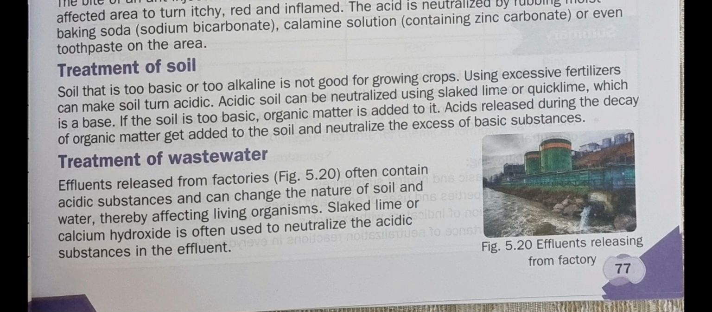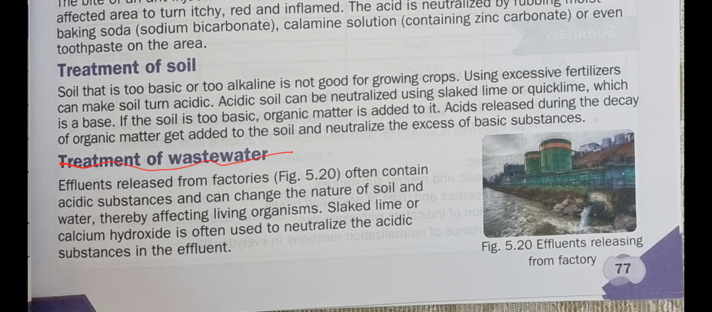Treatment of soil. Soil that is too acidic or too alkaline is not good for growing crops. Using excessive fertilizer can make soil turn acidic. Acidic soil can be neutralized using slaked lime or quicklime, which is a base. If the soil is too basic, organic matter is added to it. Acids released during the decay of organic matter get added to the soil and neutralize the excess of basic substances.